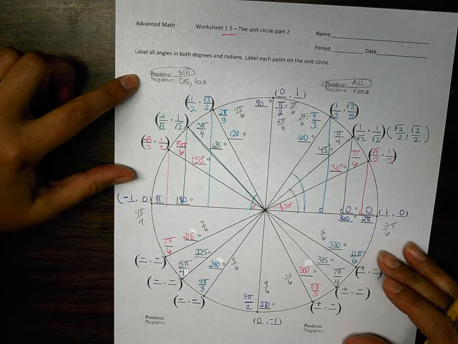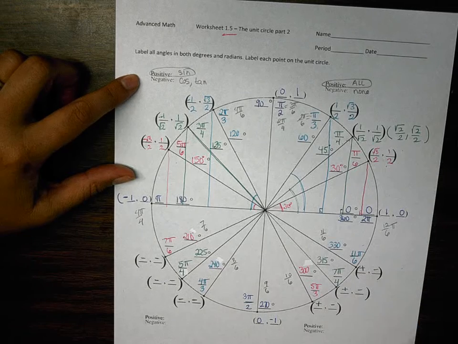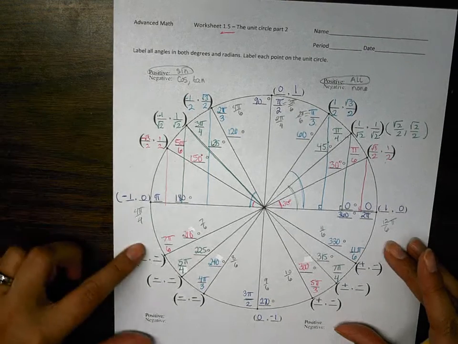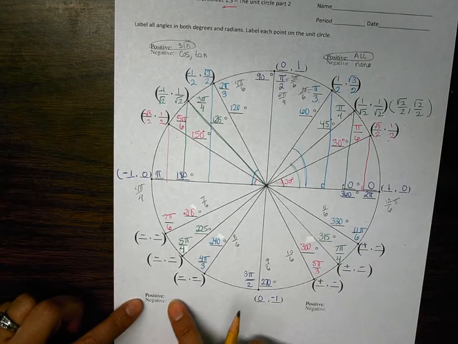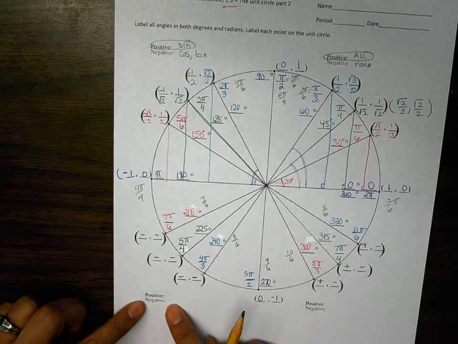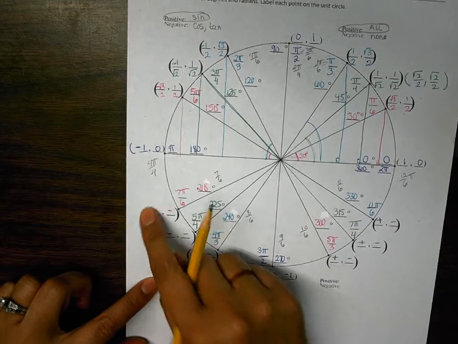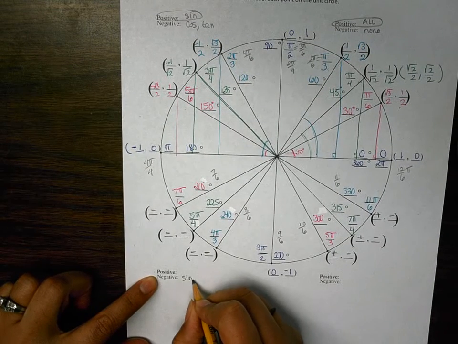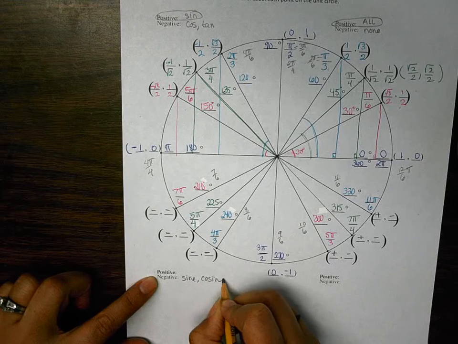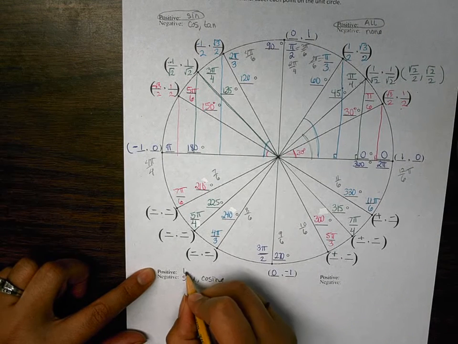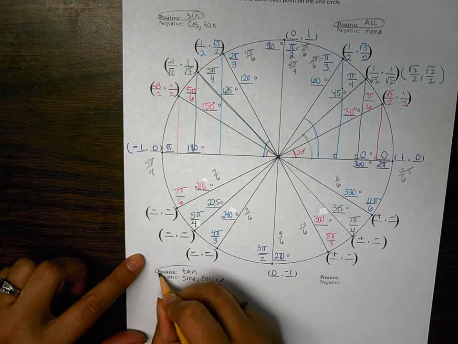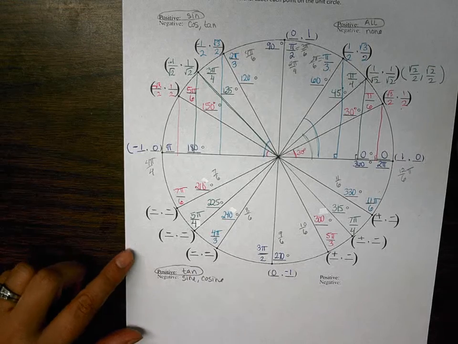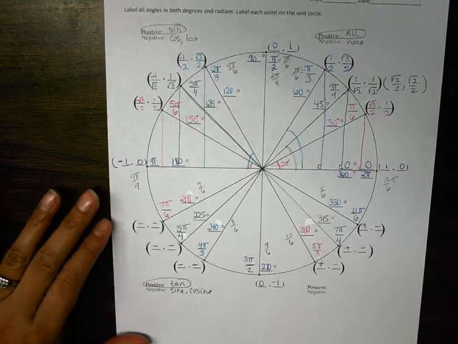Isn't there like an acronym? We're going to get to it. You're right, we will. Okay, here, what's positive? Well, let's go off what's negative first. What's negative? Sine and cosine. And what is positive? Tangent. People will say nothing. Well, tangent is, right? Because a negative over a negative is a positive, right?